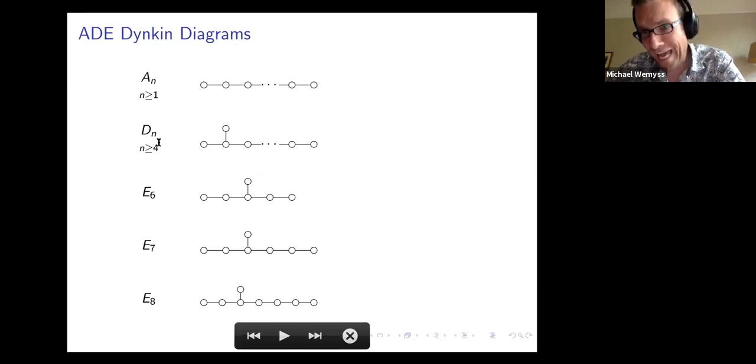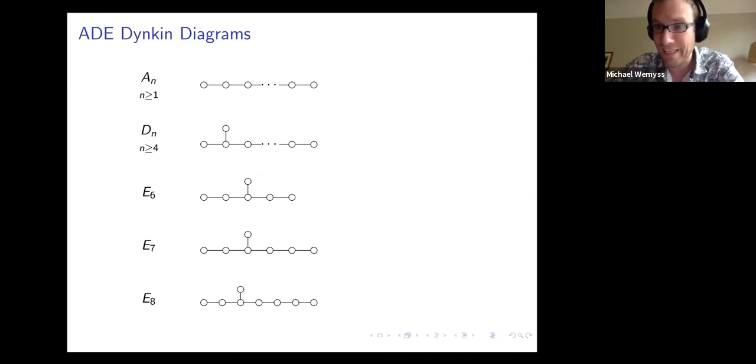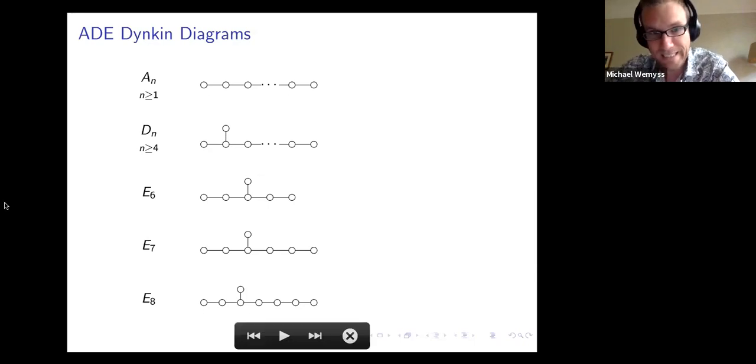So D_n is very similar to A_n. Again, there are n vertices. The subscript is the number of vertices. But the only difference is this extra knobbly bit sticking out at one end. And that's another infinite family. Aside from those two infinite families, there are only three other examples. There's E6, which has 6 vertices, 1, 2, 3, 4, 5, 6. E7 has 7, and E8 has 8.